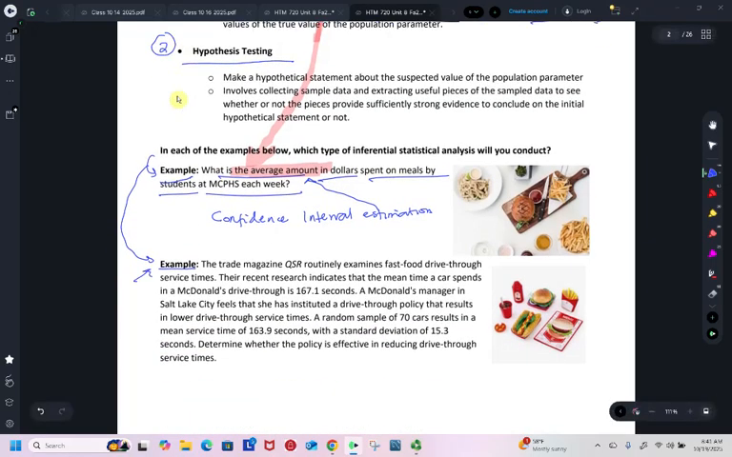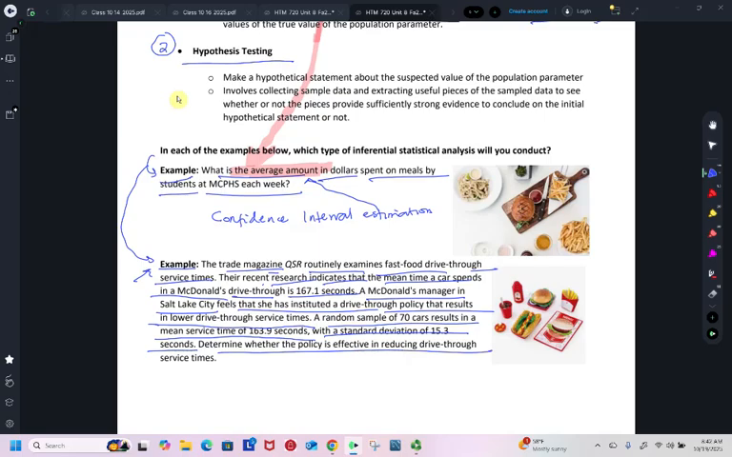On the other hand, for the second scenario, the trade magazine QSR routinely examines fast food drive-through service times. Their recent research indicates that the mean time a car spends in McDonald's drive-through is 167.1 seconds. A McDonald's manager in Salt Lake City feels that she has instituted a drive-through policy that results in lower drive-through service times. A random sample of 70 cars results in a mean service time of 163.9 seconds with a standard deviation of 15.3 seconds. To determine if the policy is effective in reducing drive-through service times, what statistical method should be used?